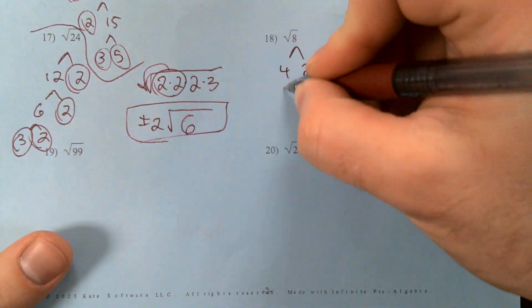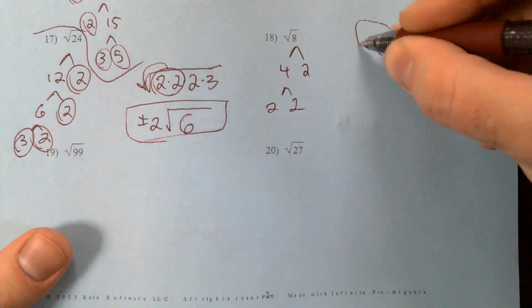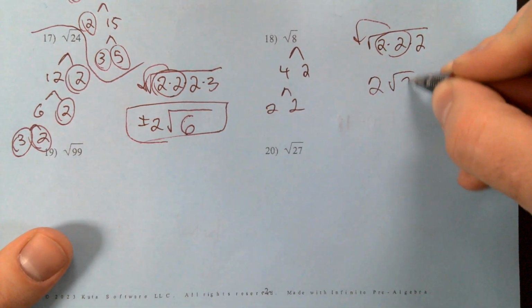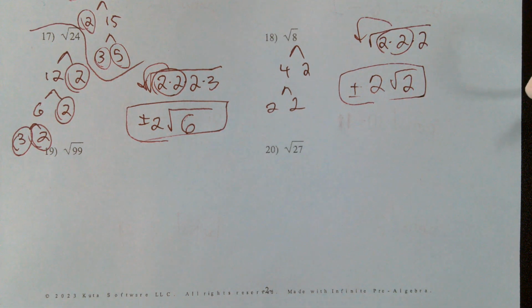Moving over to 18. 8 is 4 times 2. 4 is 2 times 2. We got 3 2s, but we can only bring out the pair. And that's what we get for 18.